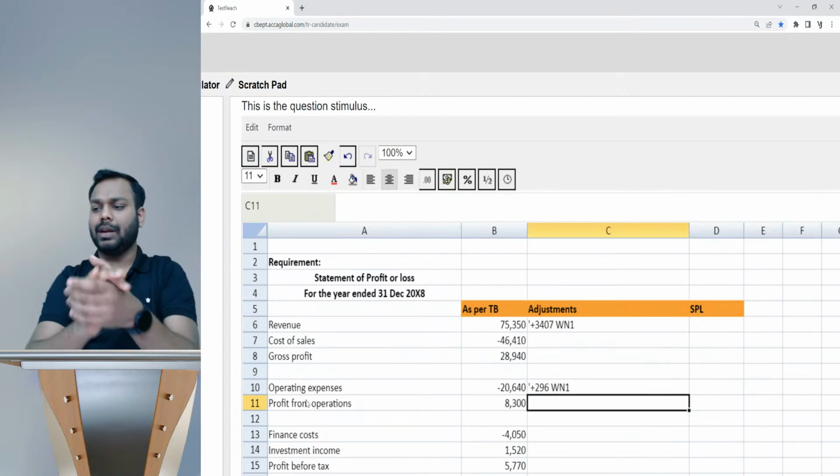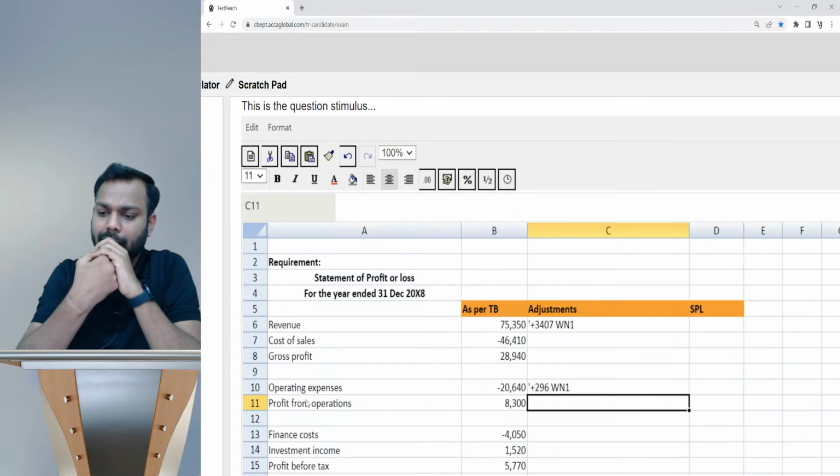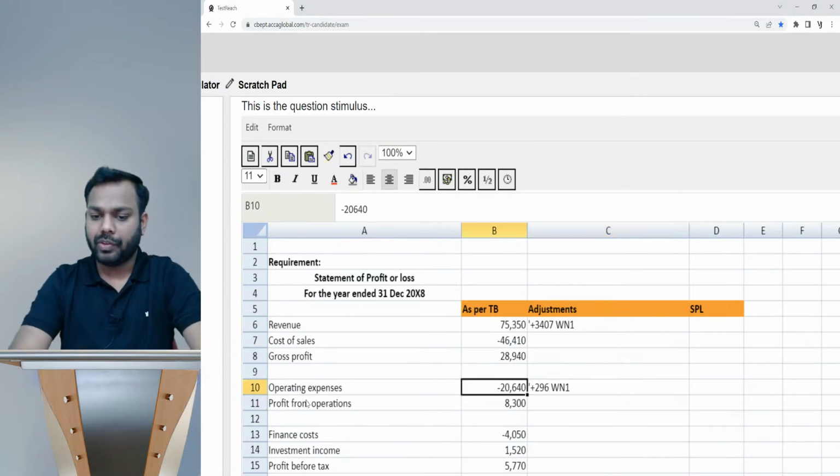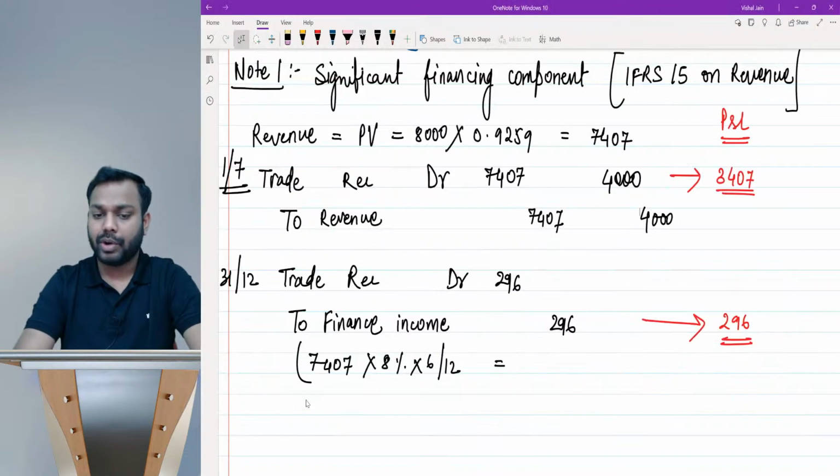Tell me, guys, is it clear till here? Since we have to reduce our expenses, that's why we write a plus sign. So note number 1 is clear, I believe.